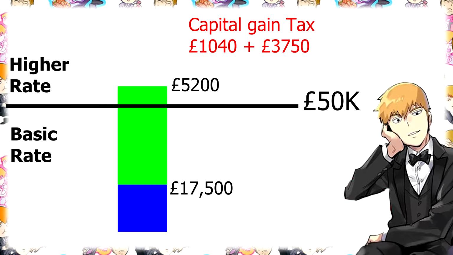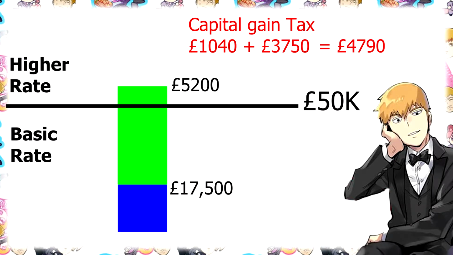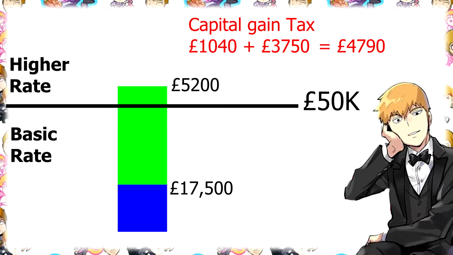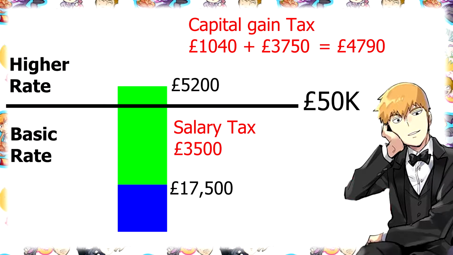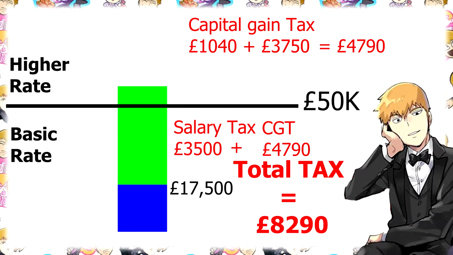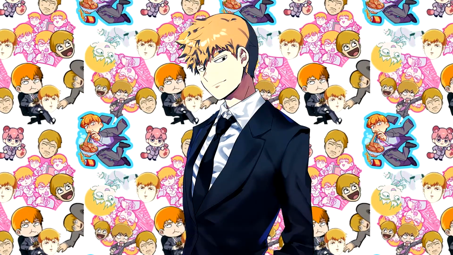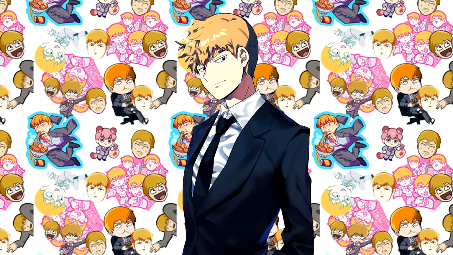£1,040. So adding that all together, your total capital gains tax of £4,790 plus the tax on your salary, which is £3,500. Adding that all together, that will give you a total tax bill of £8,290. That was fun, wasn't it? In fact, let's do that again, but with another example. Reverse.